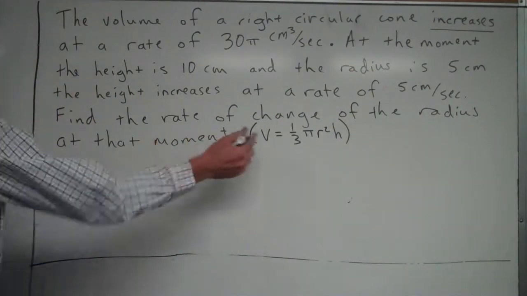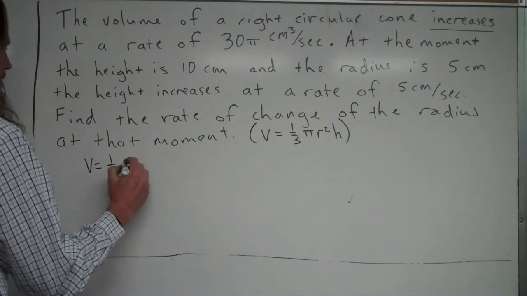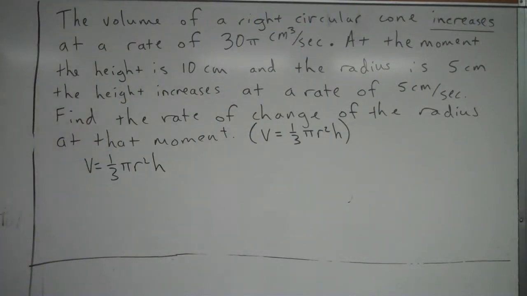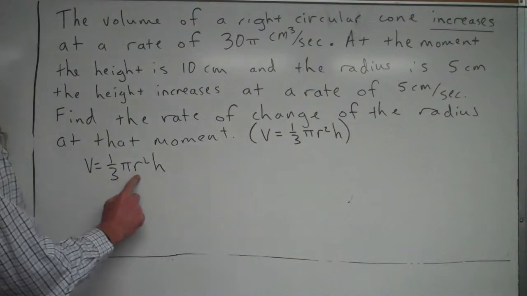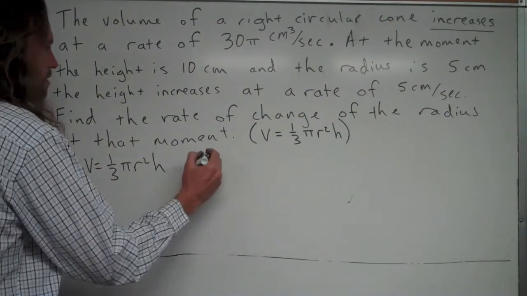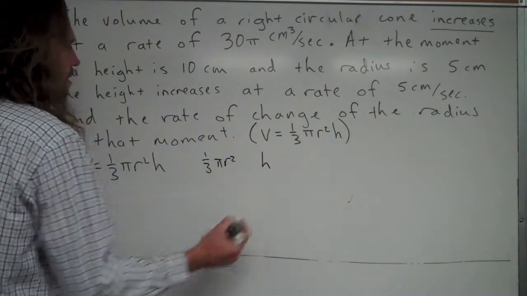So the first thing we're going to do, we're going to start with the equation that relates the variables. We're going to take the derivative of that. When I take the derivative of this, very important, I've got to use the product rule. Notice right here, I have r squared times h, so it is essential to use the product rule. I'm going to think of one of my functions as 1/3 pi r squared. The other function is h.